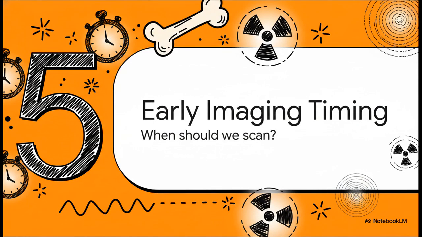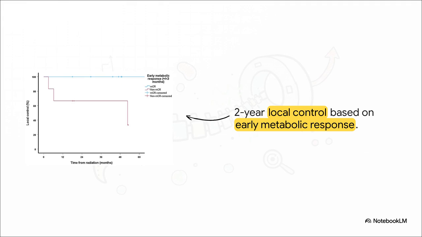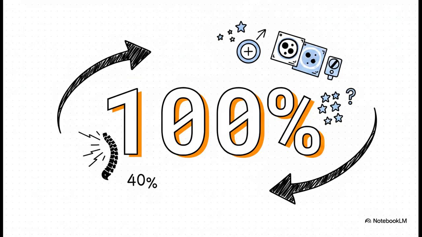Okay, moving to Section 5, early imaging and clinical timing. The prognostic value is crystal clear, but the next logical question for your practice is, how soon should we actually be scanning these patients to get this data? If we look at the early response data, imaging performed within just 3 months of SBRT can confidently spot who is successfully responding to your prescribed dose. In fact, the median time to imaging for this early cohort was just 1 month. Astonishingly, patients who achieved this early MCR at 3 months enjoyed a perfect 100% 2-year local control rate.